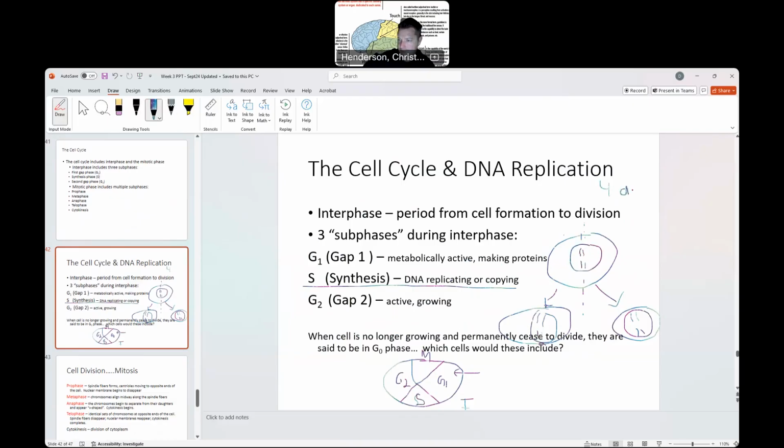What's the haploid number? The haploid number is 2. So what do we want to do? We want to have 1 division, and we want to end with 2 daughter cells, 2 cells, with a diploid number.